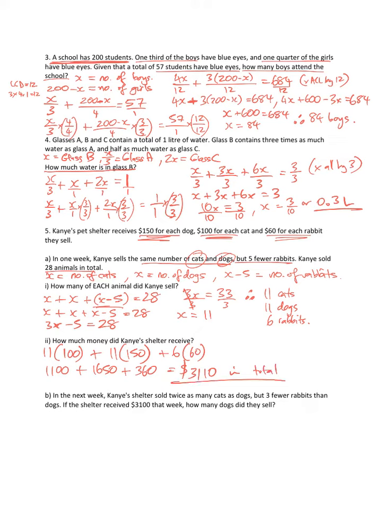Solution there. In the next week, Kanye's shelter sold twice as many cats as dogs, 3 fewer rabbits than dogs. If the shelter received 3,100 that week, how many dogs did they sell? Alright, you can make X equal the number of dogs, but we already established in the previous question that X was cats. So I'm going to leave X as the number of cats. X is cats.